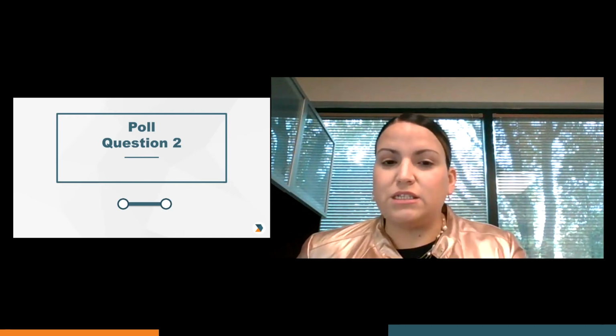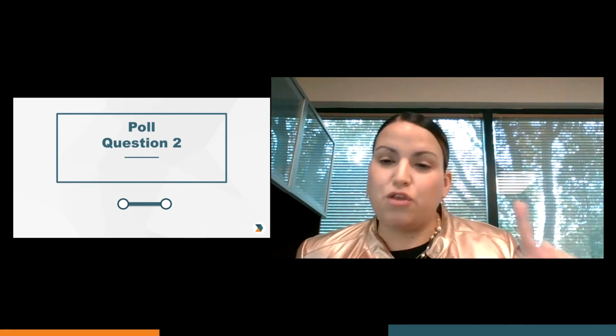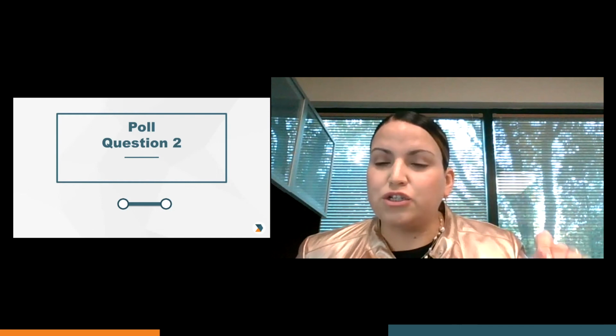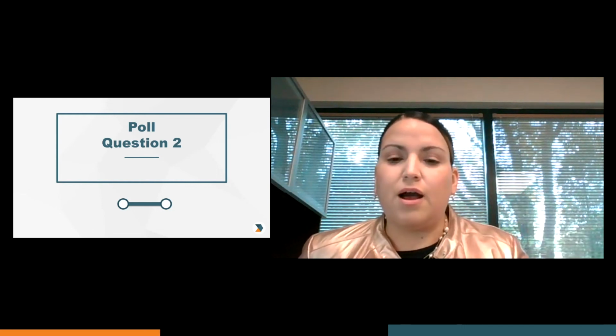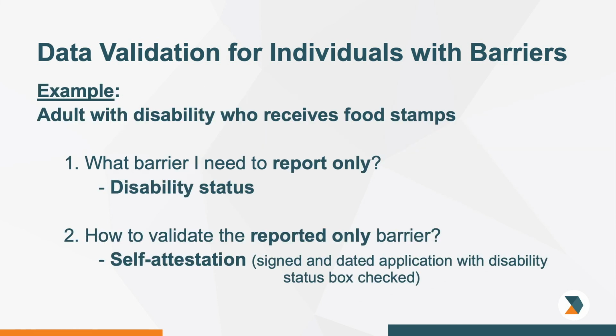So self-attestation happens when they disclose that data element, and then you have your signature and the date on that application or form. This is just a summary, right? For reported purposes only, we are using self-attestation for those barriers that are not as relevant to the eligibility purpose or priority of service determination. Next one.